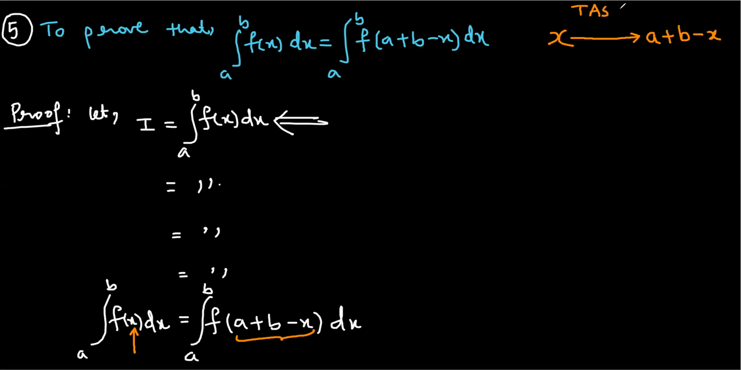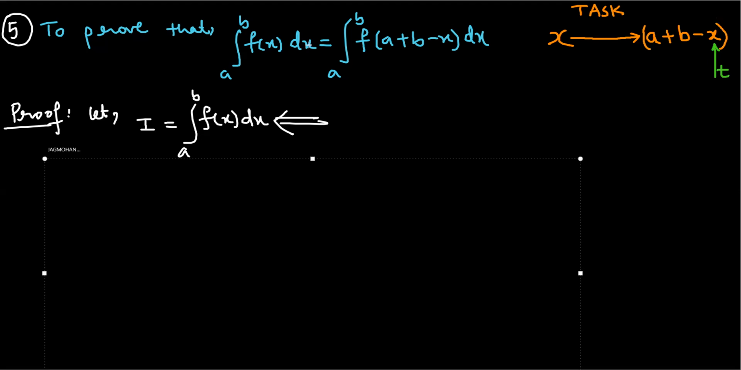What do I have? I have x. And what is my goal? My aim is to get a plus b minus x. And now, what is your goal on that side? This variable x, you shall be replacing it by t, and this completes your substitution. That is, you will put x as a plus b minus t. What is your substitution? Substitution is you put x as a plus b minus t. So I got my substitution.